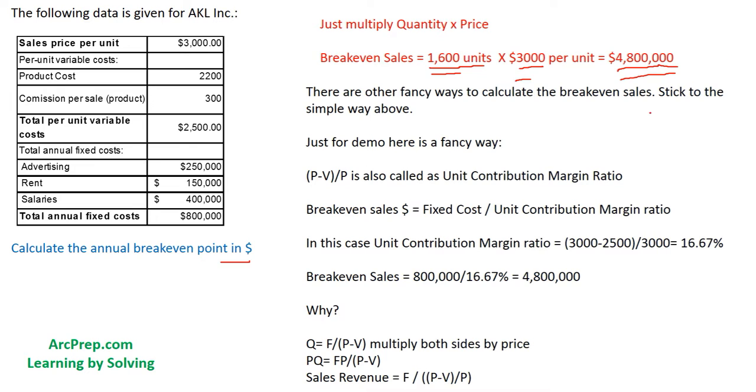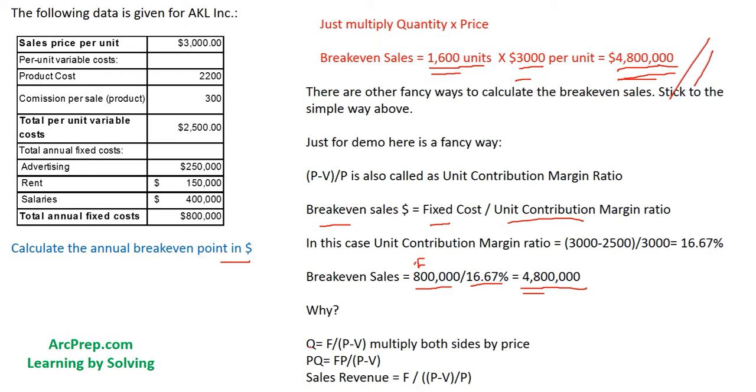Another fancy way to calculate break-even sales, and I would stick to the simple one here, but just in case they are giving you the contribution margin ratio, break-even dollar sales is nothing but fixed cost divided by contribution margin ratio, which is 800,000 divided by 16.67%, which is $4.8 million. But let's wait a minute. Why is that the case, that if you divide the fixed costs by something called contribution margin ratio, we get the break-even sales dollars that we just calculated right here?